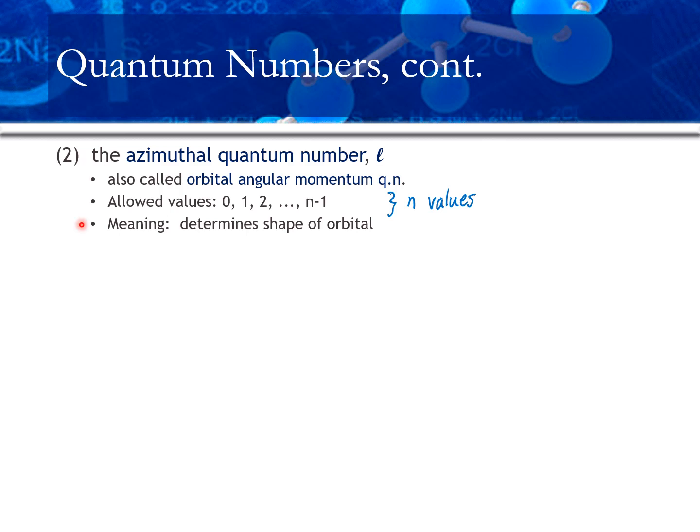In terms of meaning, roughly speaking, the value of l determines the shape of the orbital, that is, the shape of the region of space around the nucleus in which you would have to search in order to find the electron.